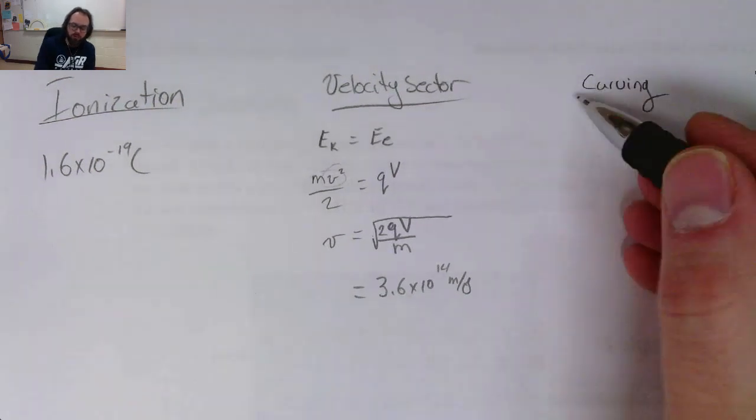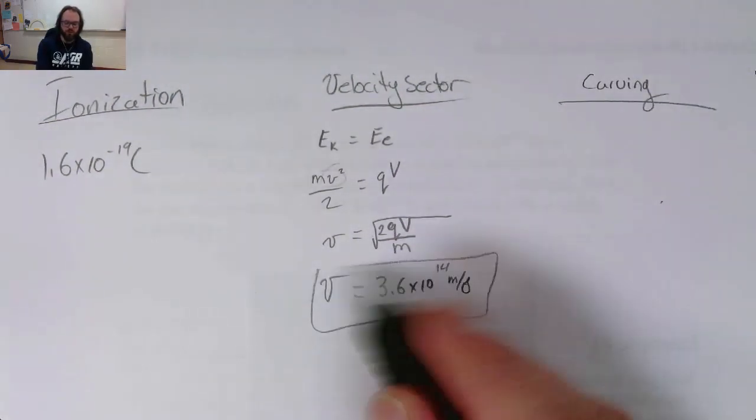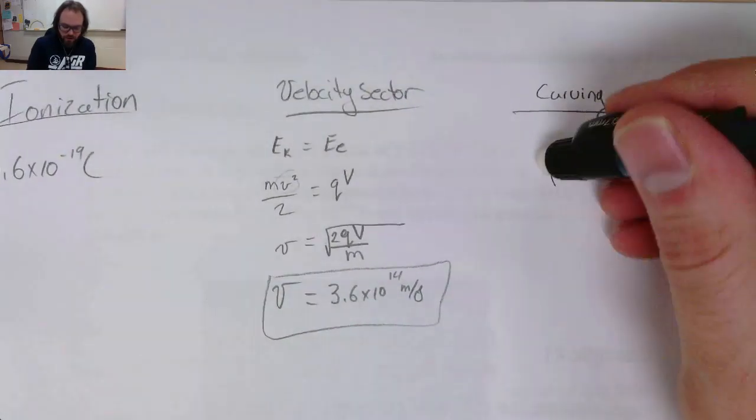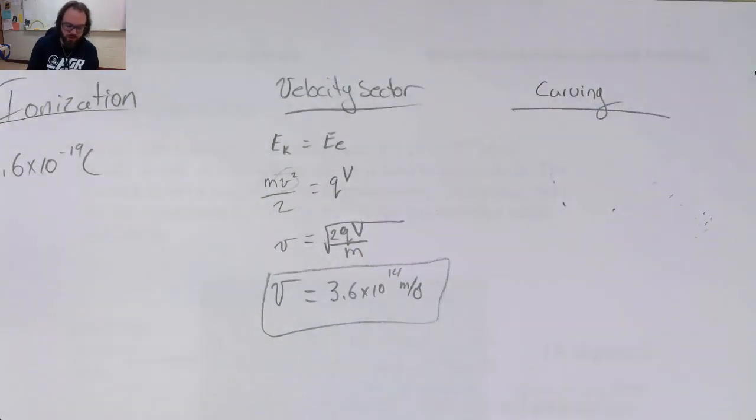Now, I'm going to apply this. Now that I have this velocity, I'm going to use this velocity to figure out my curve. What is going to be the radius of the curve? So once again, in my curving chamber, we are using forces, because that's what's making it move.